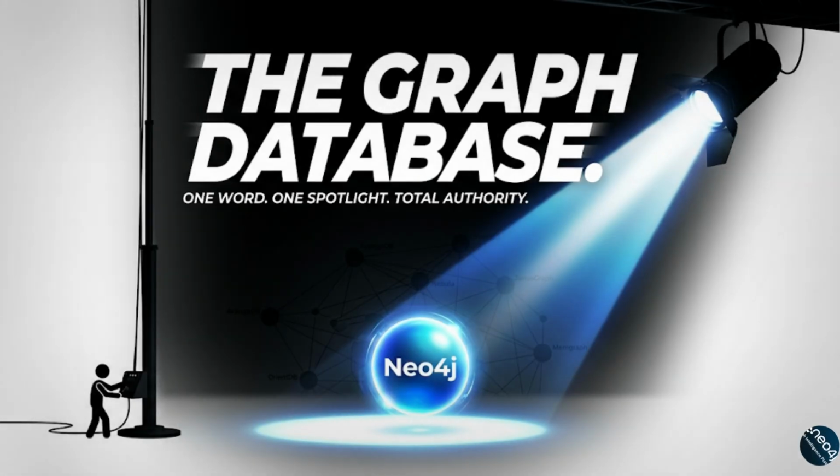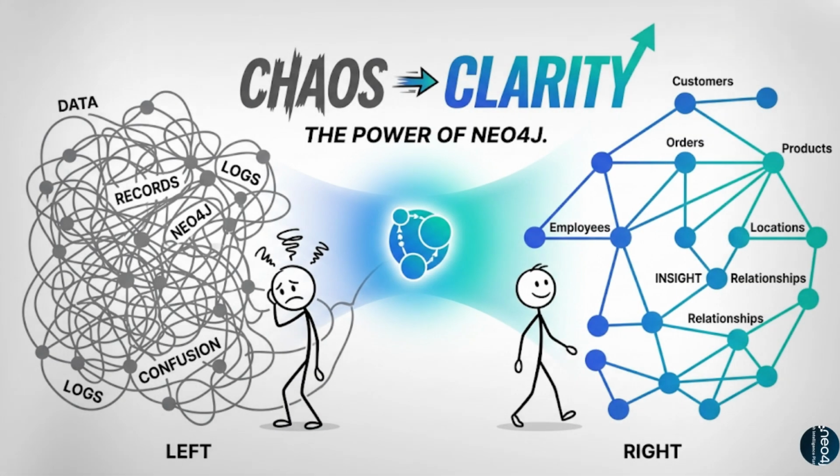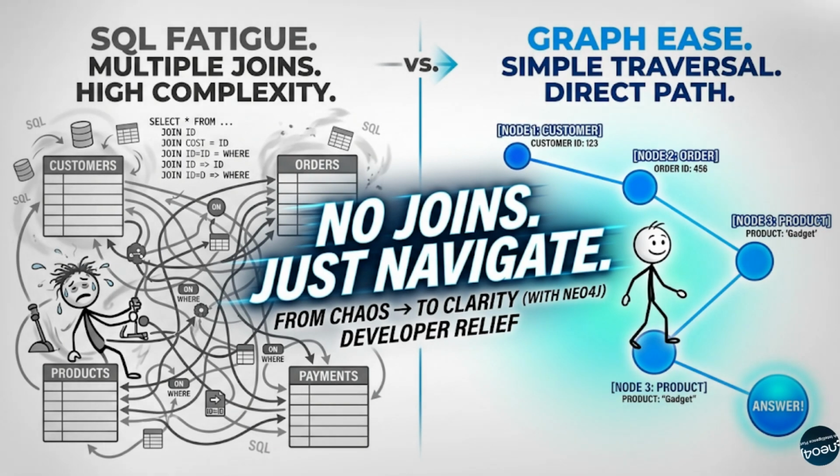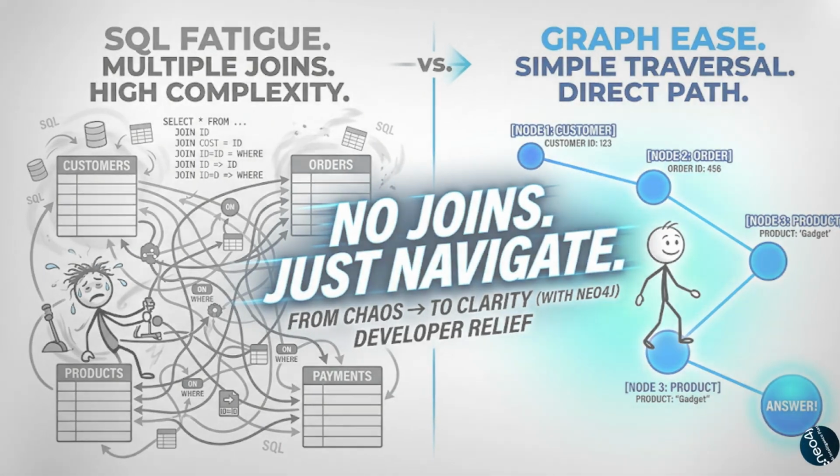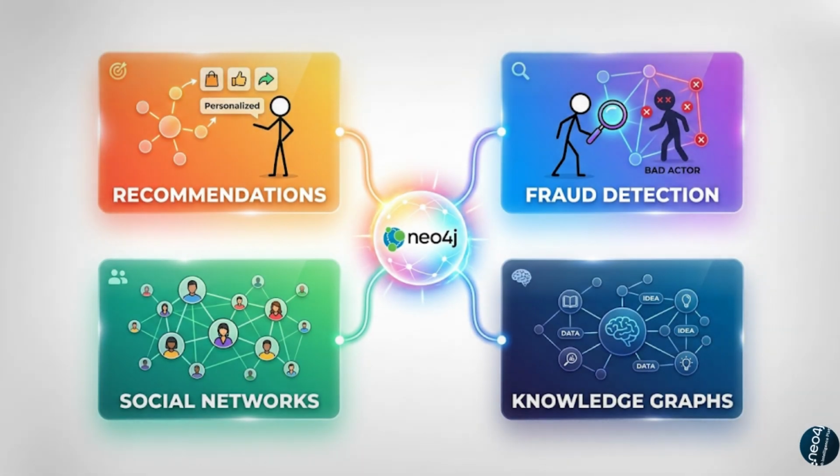Neo4j is the best-known graph database. It was created to make relationship-heavy data easier to explore and analyze. Instead of joining tables repeatedly, developers can navigate directly through connected nodes. Neo4j is widely used in recommendation engines, fraud detection systems, social networks, and knowledge graphs.